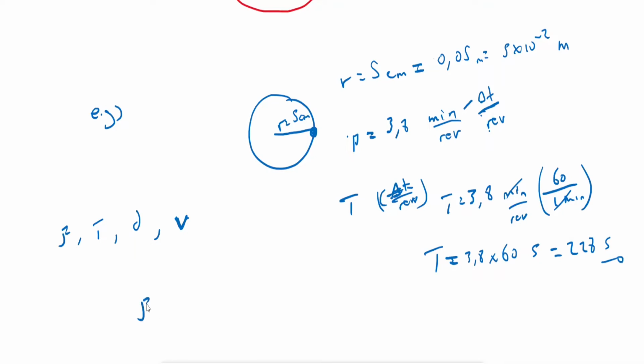If I want to find the frequency for this, it's just going to be 1 over T, which is 1 over 228, which is equal to 4.4 times 10 to the power minus 3 hertz. All right, so frequency is measured in hertz.